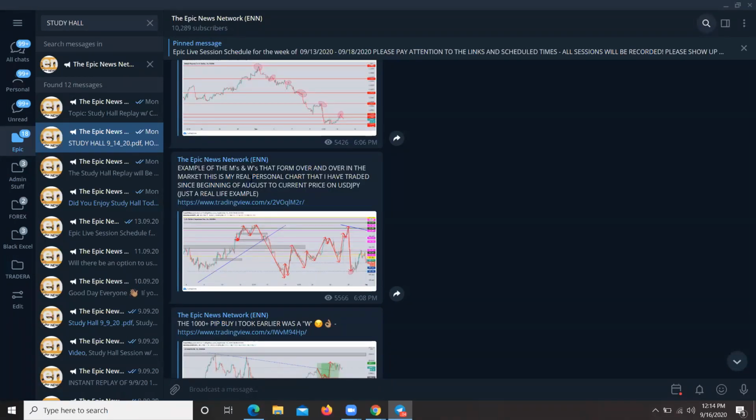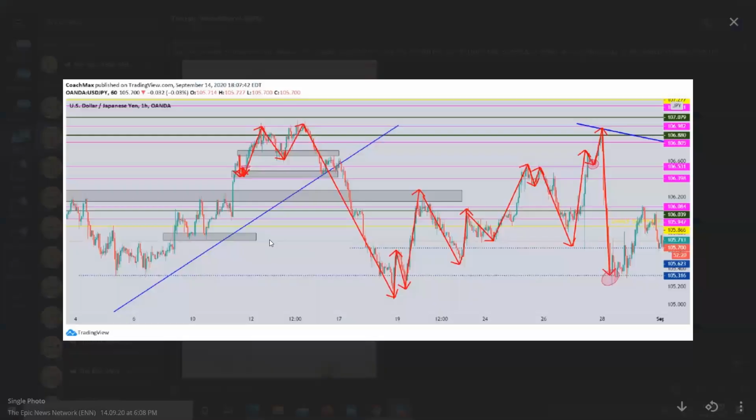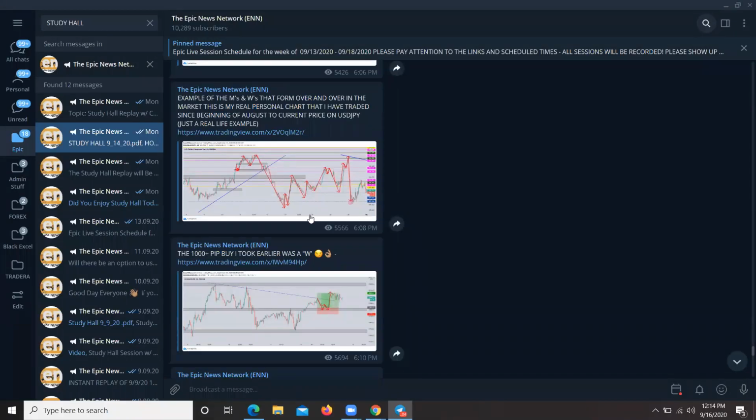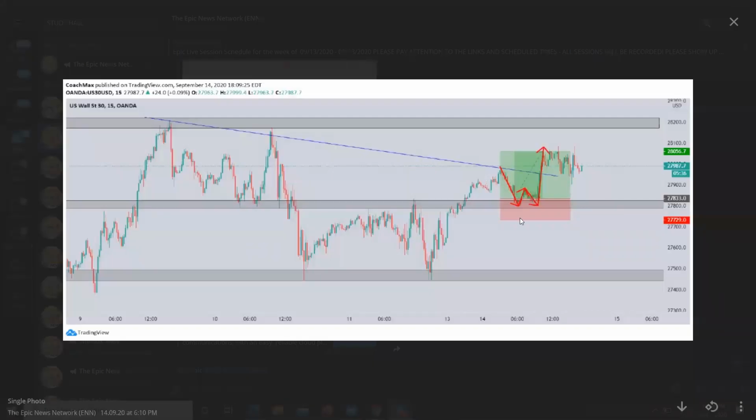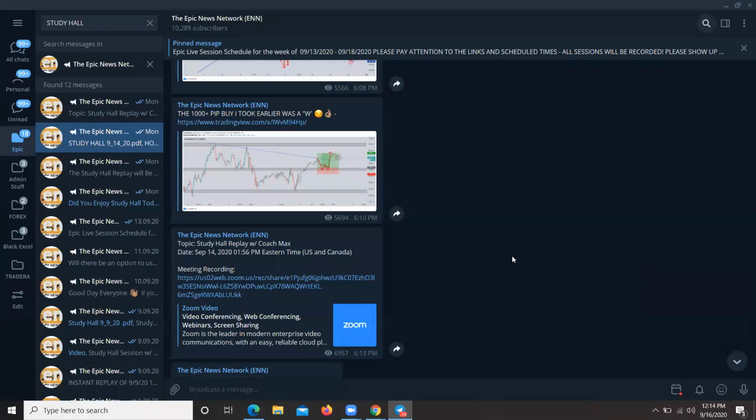I said example of the M's and W's that formed over and over in this market. Look, M, W. It was like a continuation. You got to watch the training to understand what I was talking about. I took 1,000 pips on US 30, was it Monday? Look, it was a W that formed and I took that trade. Okay, so I'm trying to tell y'all it's easy. And here's the replay of that one on Monday. So I did one on the 9th and one on the 14th.